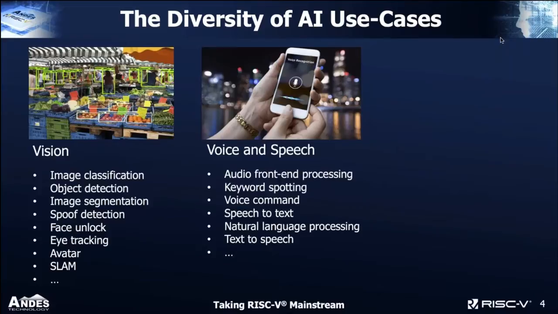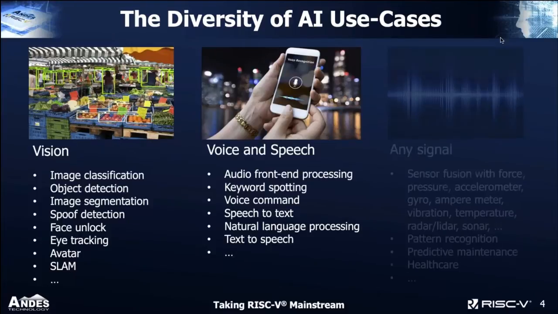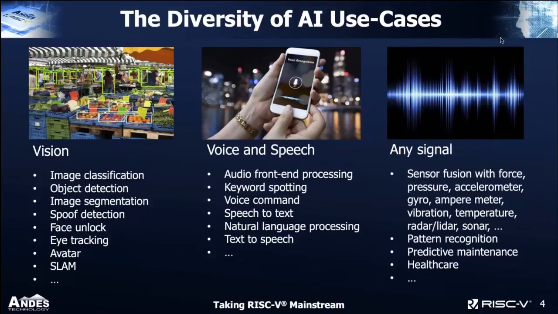And then what's coming up, interesting, is natural language processing. We're seeing some of these, and also real-time translation devices. And then lastly, it's any signal. AI can be used on any signal to detect patterns and take action, like sensors with force, pressure, accelerometer, vibration, temperature, radar, LiDAR used in ADAS, specific pattern recognition, perhaps predictive maintenance, and lastly, and most importantly, perhaps healthcare.